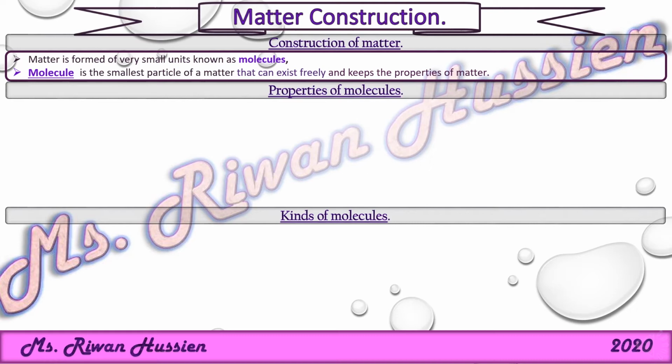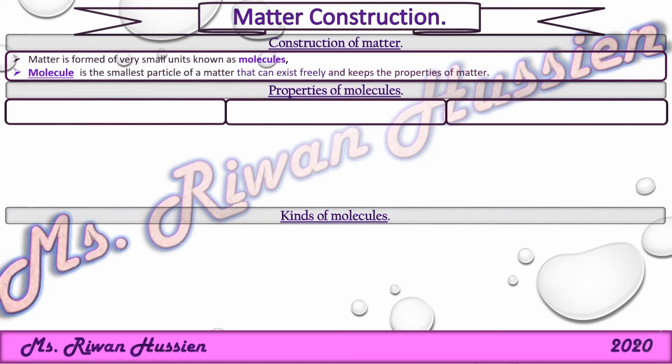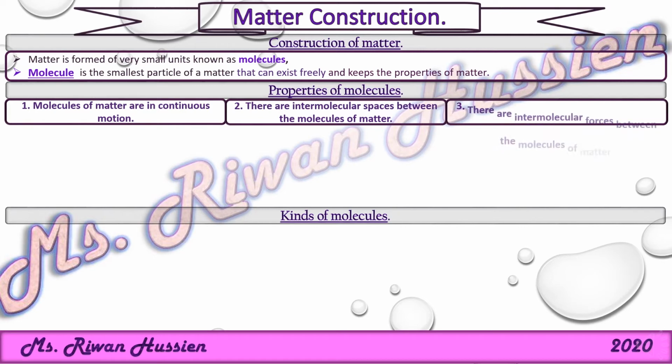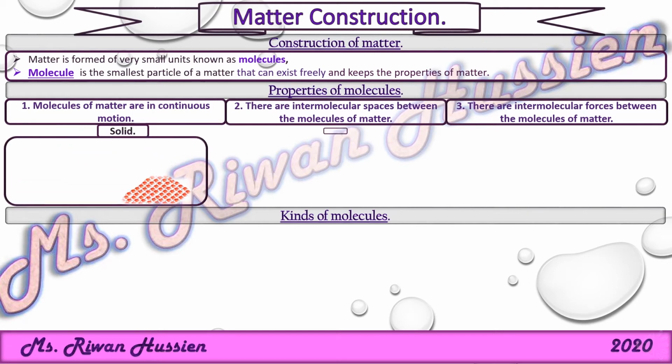Then we've explored the 3 properties of molecules, which are: molecules of matter are in continuous motion. There are intermolecular spaces between the molecules of matter. There are intermolecular forces between the molecules of matter. And we've said that there are 3 states of matter, which are solid, liquid, and gas.